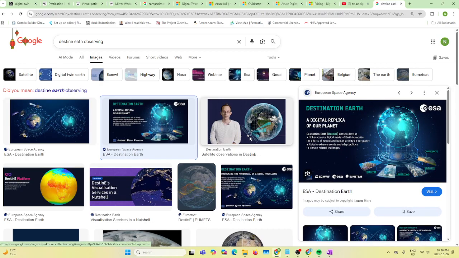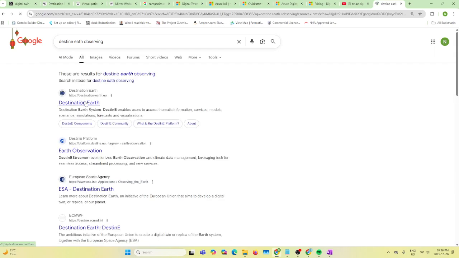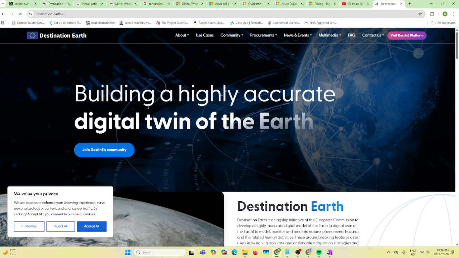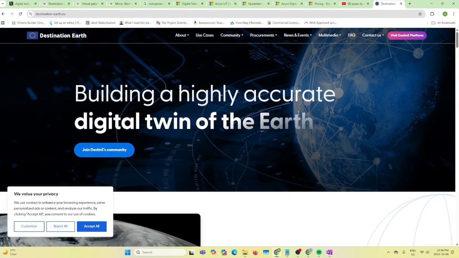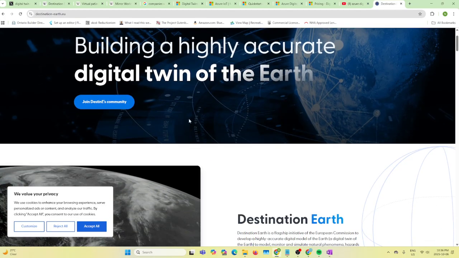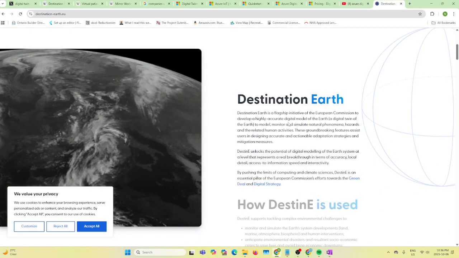Destiny, a digital replica of our planet. That is what it is. Destination Earth. A highly accurate digital twin of the Earth. Yes.